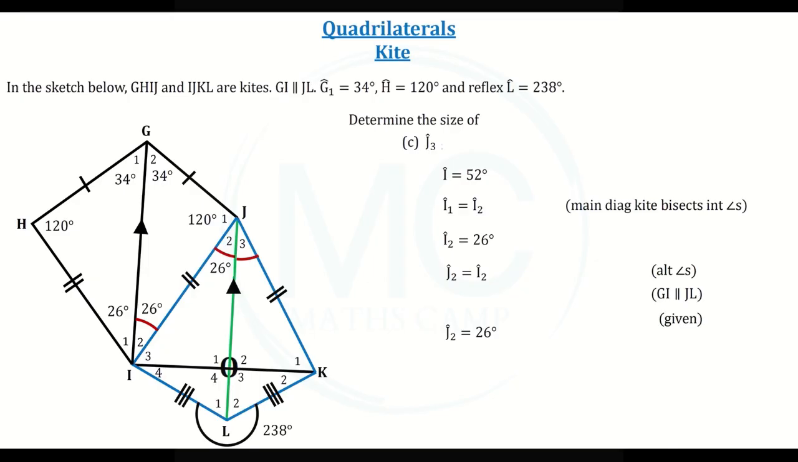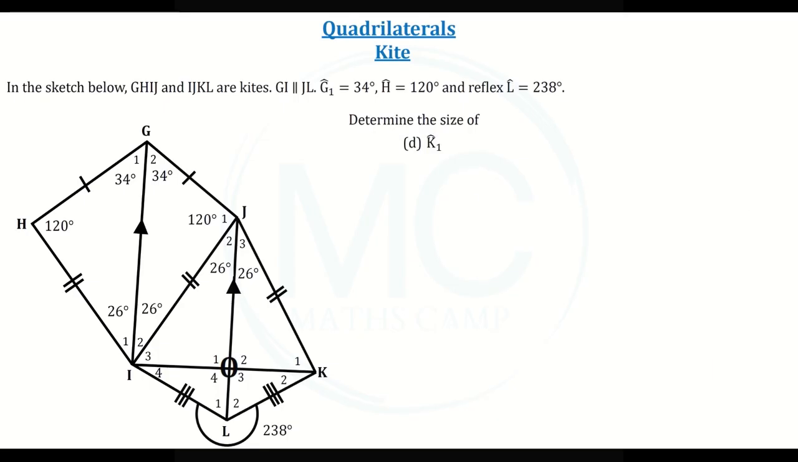We know that J3 is equal to angle J2. And as our reason, we say because the main diagonals bisect interior angles of a kite. So if J2 is 26 degrees, then we know that angle J3 must also be 26 degrees. Now we can make our diagram black again, and we can write 26 degrees in for angle J3.